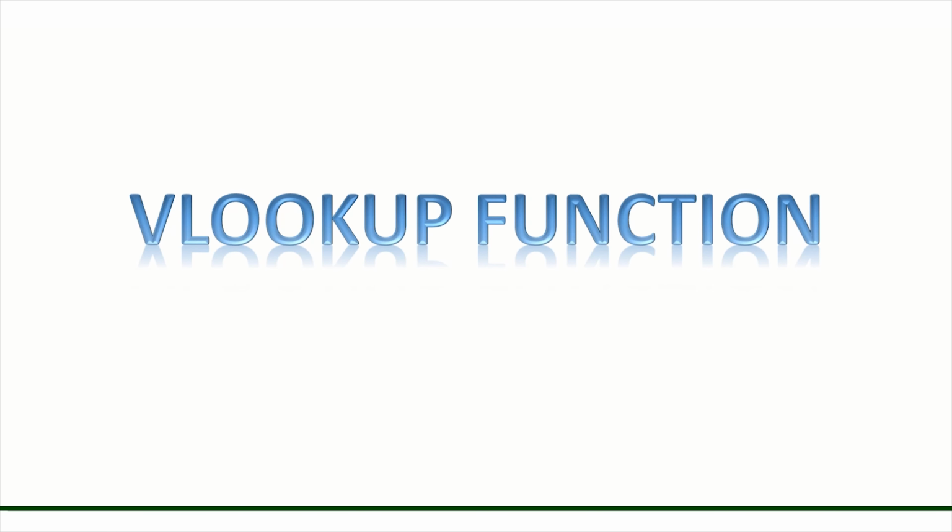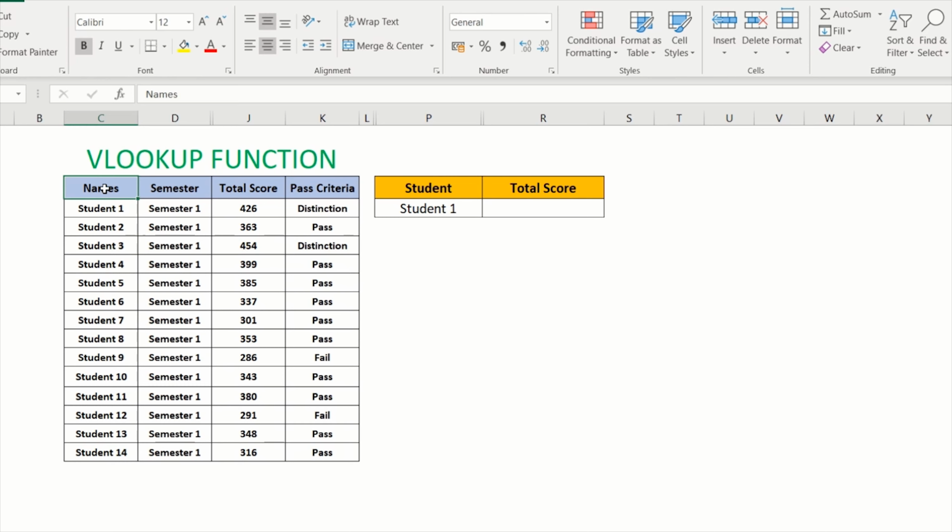In this video, we'll be covering the VLOOKUP function. Let's understand this with the help of an example. As you can see, we have a table which contains the names of the different students and their total score in semester 1. We also have their pass criteria. In this cell here, we will apply the VLOOKUP function to find out the total score of student 1.